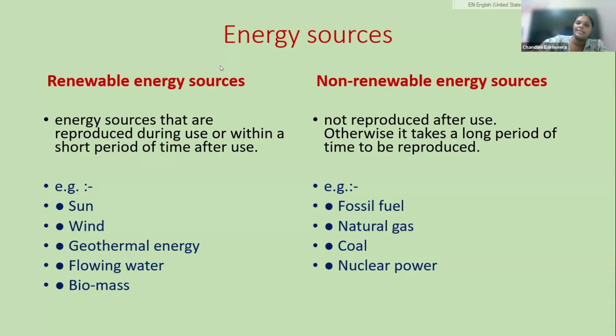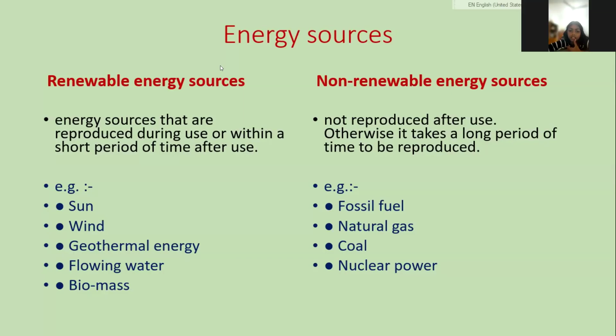But when we are getting the fossil fuels, creating the fossil fuels takes thousands of years, more than thousands of years. So the formation of these fossil fuels, natural gas, coal, nuclear power is happening very slowly. It is creating very slowly, but we are using very rapidly. So the amount of this second type of energy sources is gradually decreasing. That is the non-renewable. It is not creating very quickly.